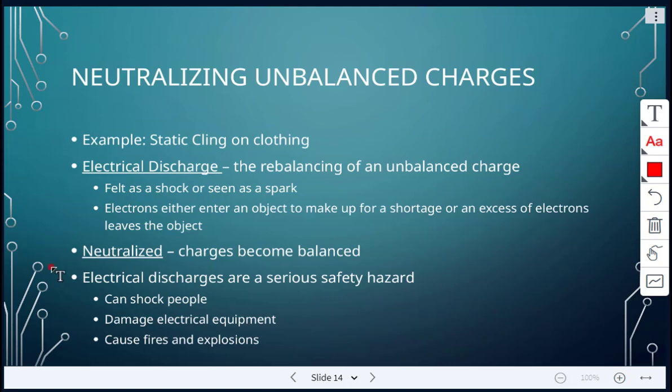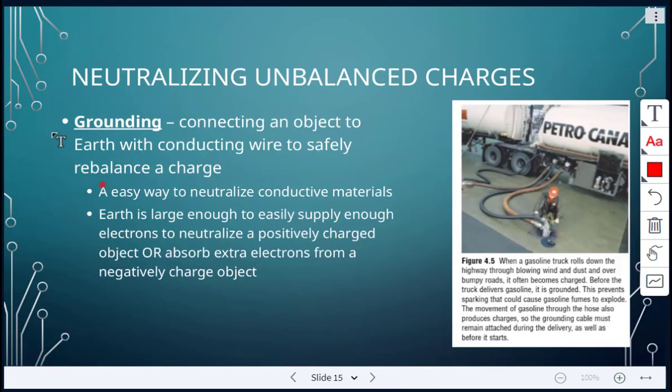Electrical discharges are a very serious safety hazard. They can shock people. They can damage electrical equipment. They can also cause fires and explosions. So there's a method here called grounding. It's a method of neutralizing unbalanced charges. Basically it's connecting an object to the earth with a conducting wire to safely rebalance a charge. It's an easy way to neutralize conductive materials. And the earth is large enough to easily supply enough electrons to neutralize a positively charged object or absorb those extra electrons from a negatively charged object.